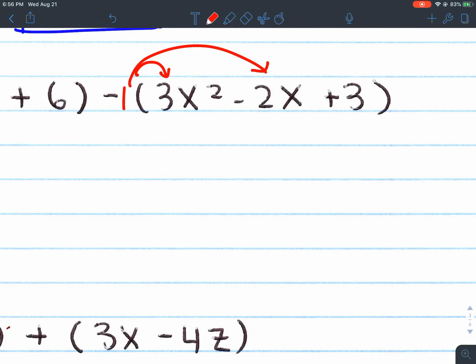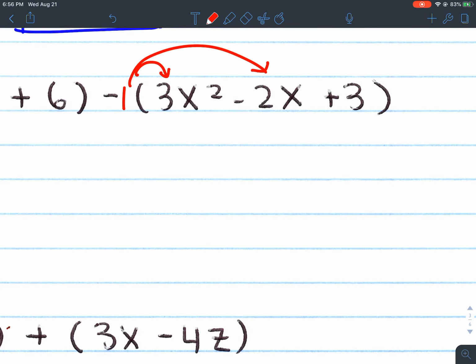All right, moving on to number 4, 5x plus 6y plus 3x minus 4z. Now, what's different is that we have 3 variables here, but we treat it the same. Again, positive 1 in the front, positive 1 in the front. When I distribute, nothing happens, so they can drop.